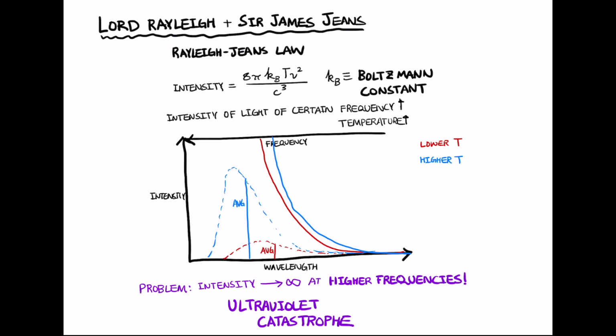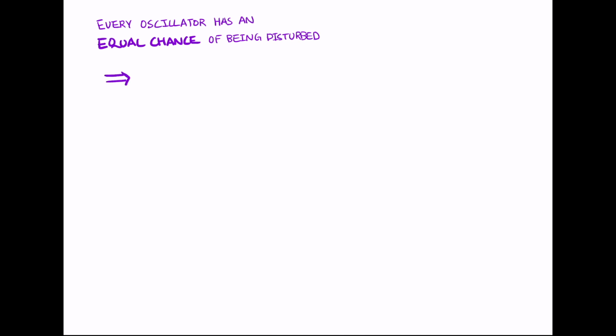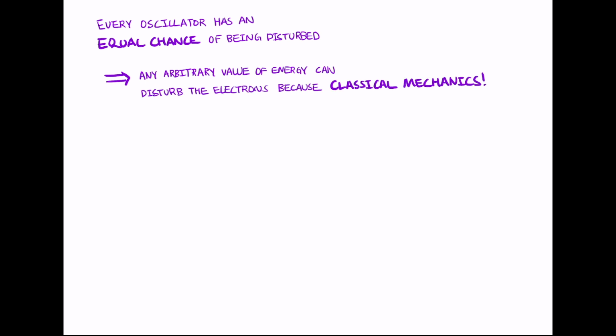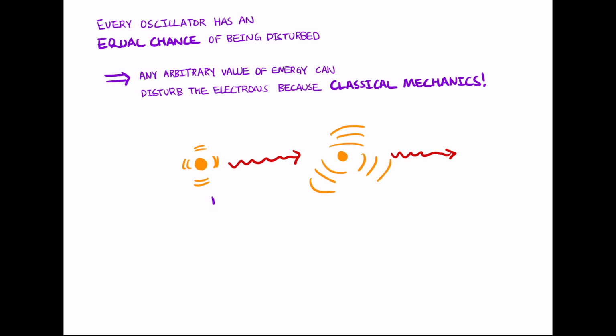So, what went wrong? The greatest problem with the Rayleigh-Jeans law is that it assumes every oscillator has an equal chance of being disturbed. That is, it assumes that any arbitrary value of energy can disturb the electrons because classical physics assumes that energy is continuous. This led to an issue where even the slightest bit of thermal energy would lead to every frequency of light being generated. In order to fix this, German physicist Max Planck posed a daring hypothesis.